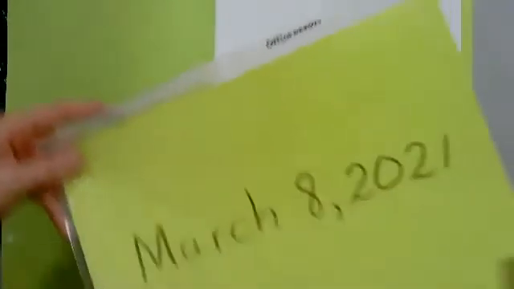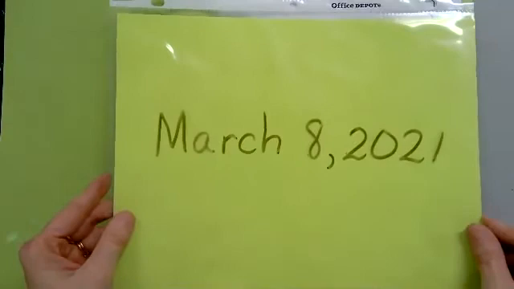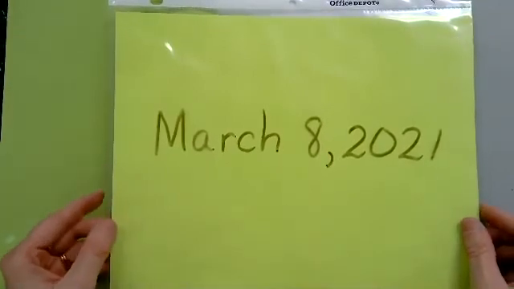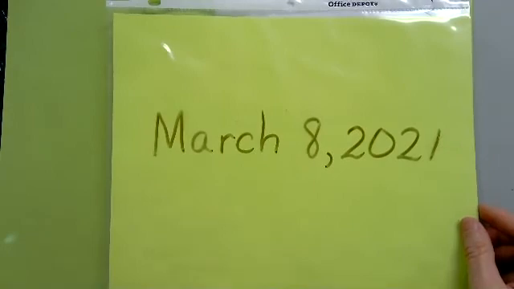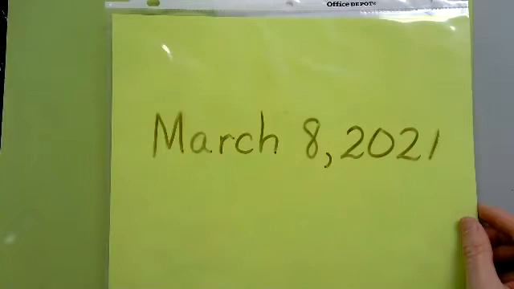Okay, so I want you to write, oh, it's clear now. I want you to write this date, March 8th, 2021, that's today's date, on the first line. Go ahead and do that now. Class, if you have not finished writing the date, go ahead and pause the video.